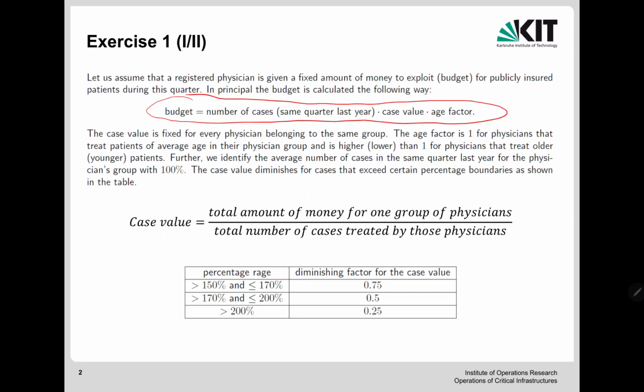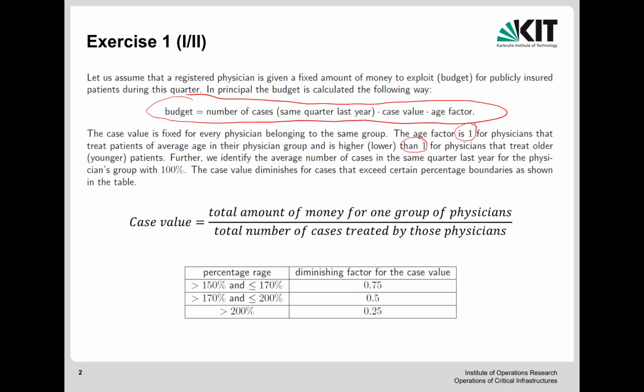And here one age factor could be 1 if the physician is treating patients of an average age. However, if they are younger, then we have a lower age factor than 1, or if these are older patients, then it's a higher than 1 age factor.